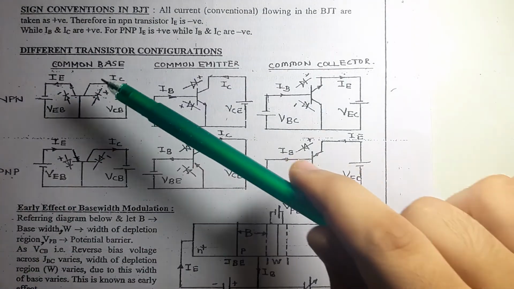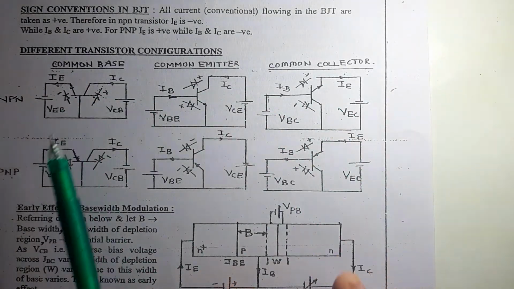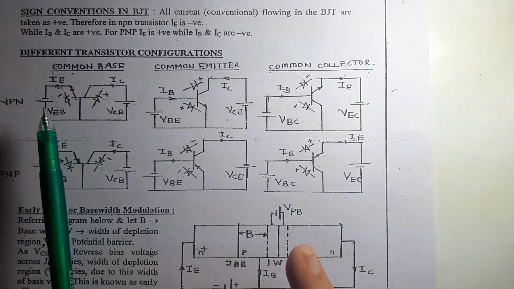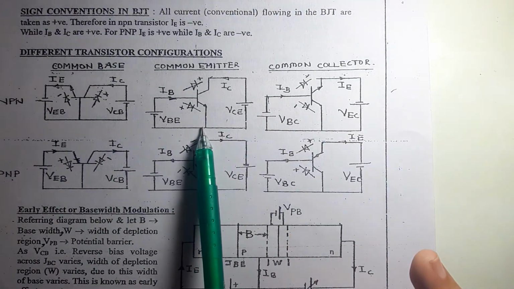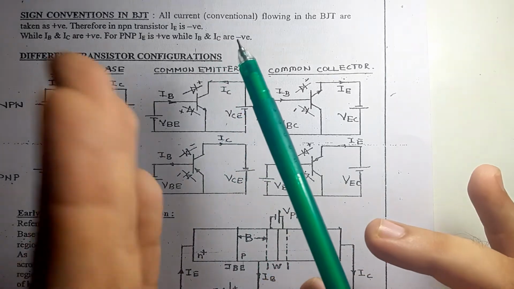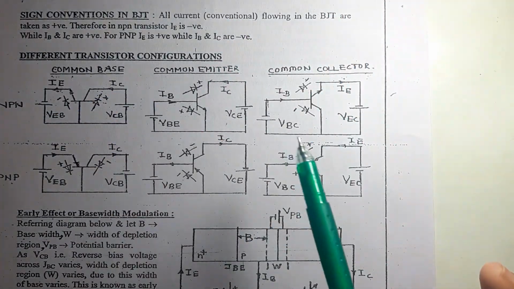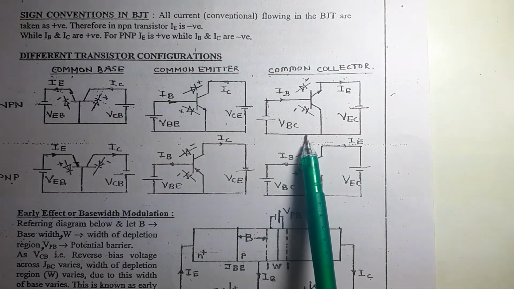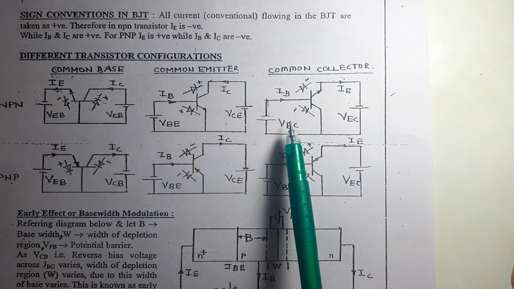Now in common base, common emitter and common collector, in common base the base terminal is common to both input and output. Similarly over here your emitter terminal is common to both input and output, and यहाँ पे in common collector configuration your collector terminal is common to both input and output.